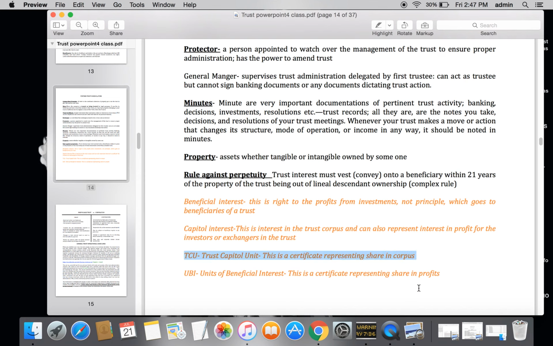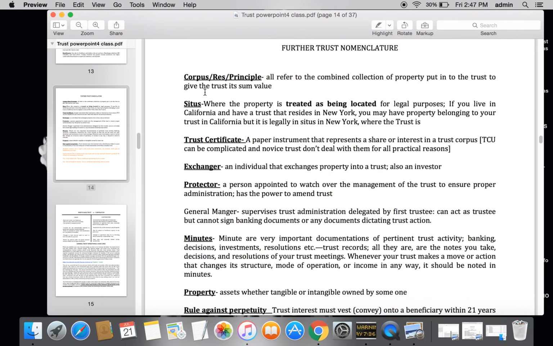Trust capital unit. This is a certificate representing a share in corpus. So if you put property into a trust, you're going to get a trust capital unit, which shows what your share is and what you contributed to the trust corpus, or the trust principal, the trust res, what we discussed here initially.